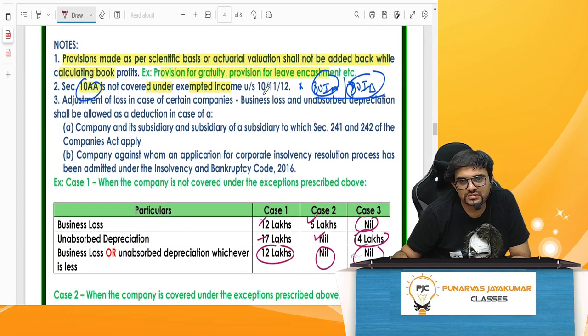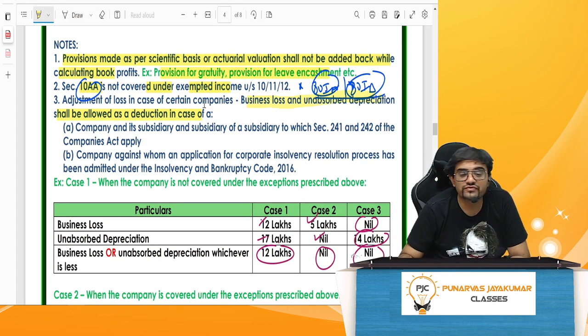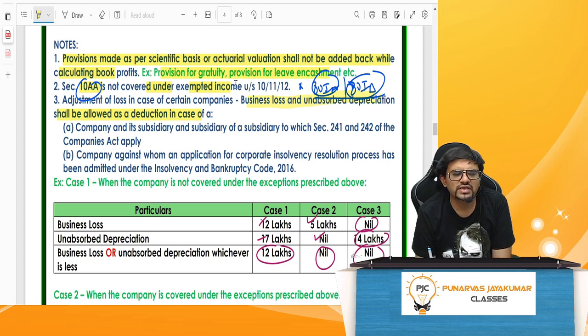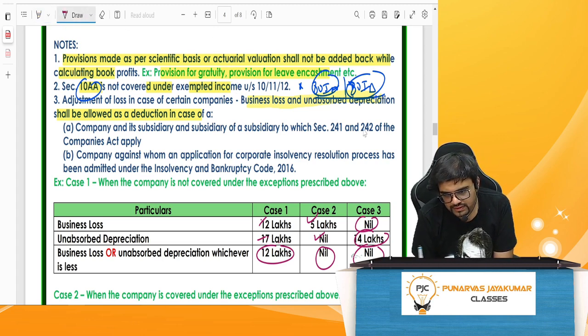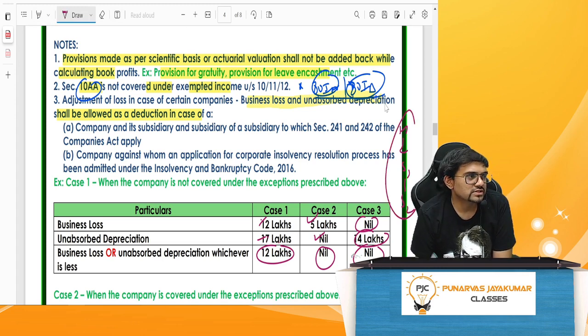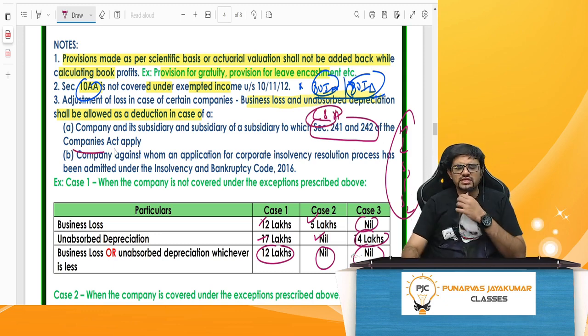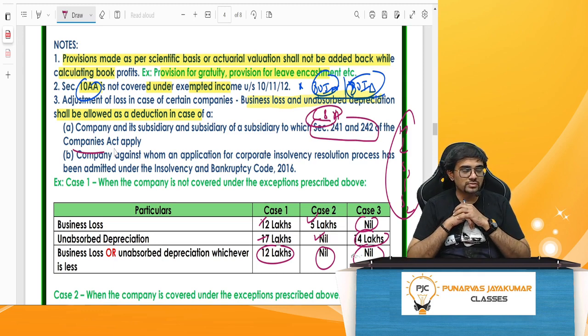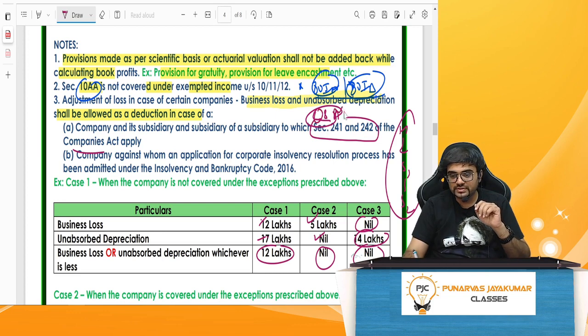On the other hand, guys, business loss and unabsorbed depreciation both will be allowed as reduction, means both will be reduced if the company and its subsidiary, basically that entire holding company with subsidiary 1, subsidiary 2, the entire thing has gone under 241 and 242. This is compromise and arrangement under Companies Act. Under compromise and arrangement, what will happen is, I will go to the tribunal. I'm sorry, not compromise arrangement, it is oppression and mismanagement.